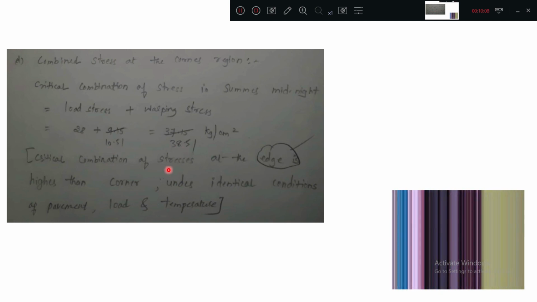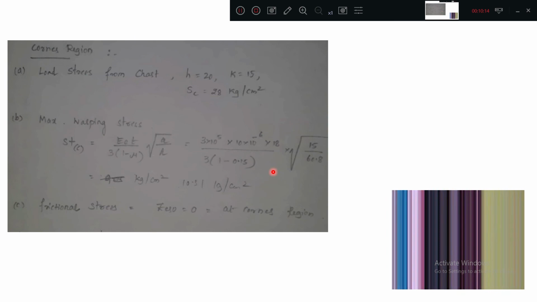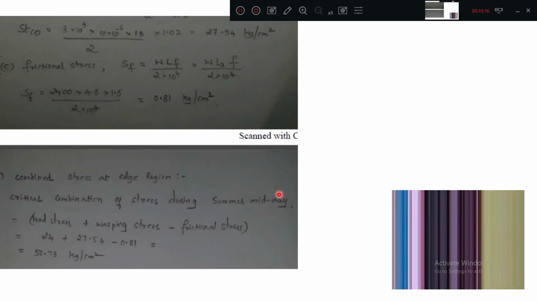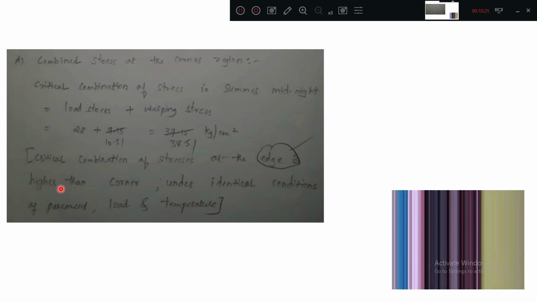So the critical combination of stresses at the edge, which is more, that is 50 something, 50.74, is higher than the corner under identical conditions. Means same load, same temperature, the edge portion is more compared with the corner one.